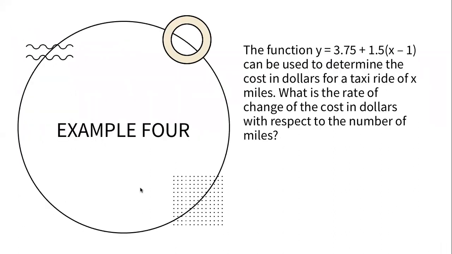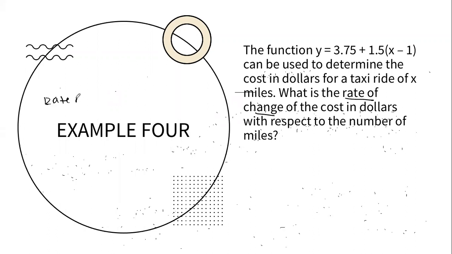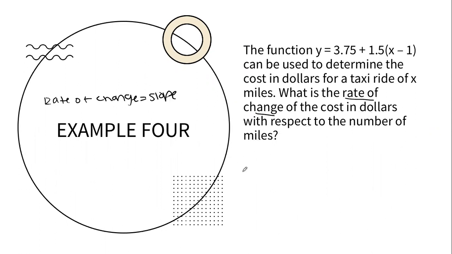Example 4. Now you're answering this for me, but I'll let you think first. The function y equals 3.75 plus 1.5 times (x minus 1) can be used to determine the cost in dollars for a taxi ride of x miles. What is the rate of change of the cost in dollars with respect to the number of miles? So this is a lot of words just asking for a rate of change. And remember, rate of change is slope. So it is asking for the slope of this equation.